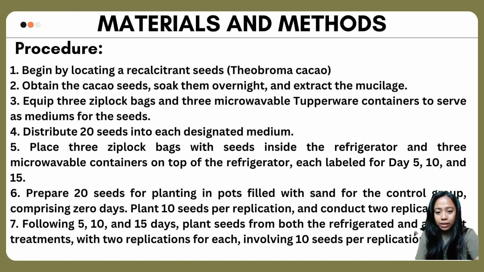Fifth, place the 3 Ziplocs with seeds inside the refrigerator and the 3 microwavable containers on top of the refrigerator, each labeled for day 5, day 10, and day 15. Sixth, prepare the 20 seeds for planting in pots filled with sand for the control group, comprising 0 days of storage before planting.